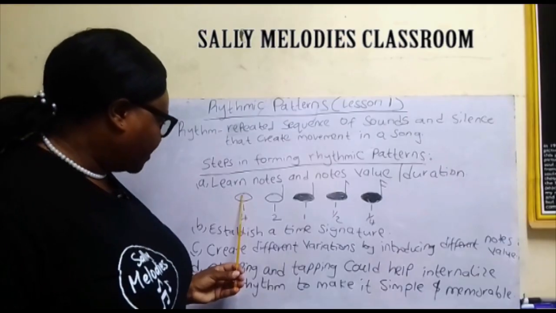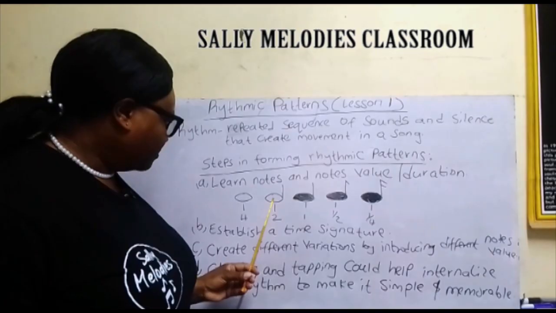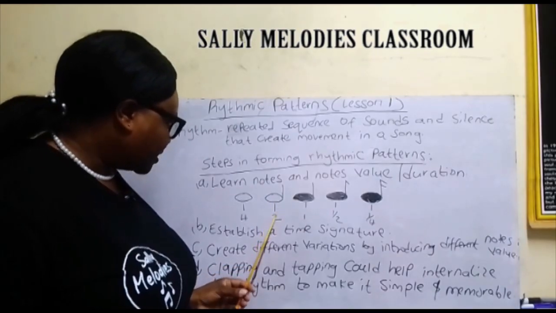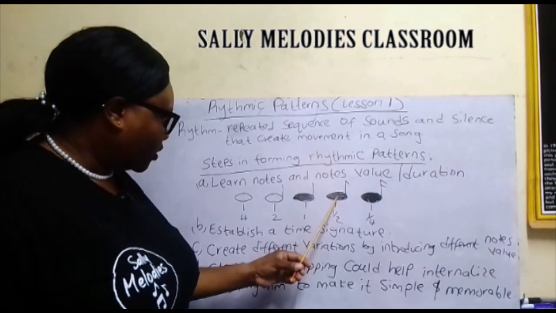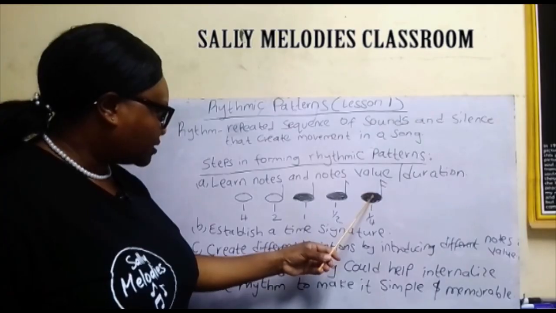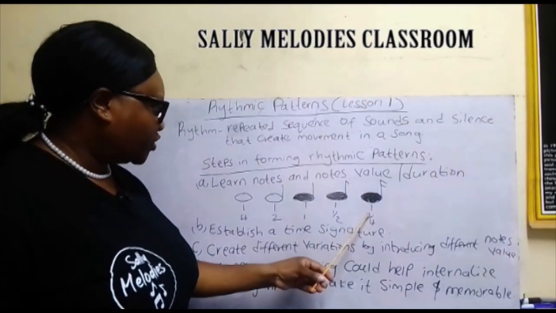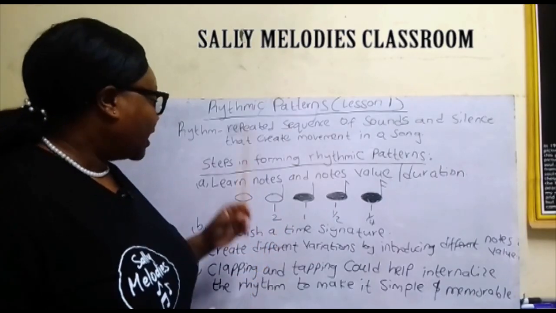But I have omitted it because nowadays it is not found in our current songs. So let's start with a semibreve, which is 4 counts, a minim, which is 2 counts, a crotchet, which is 1 count. We come to a quaver, which is half a count, and then we go to the semiquaver, which is a quarter count or beat.